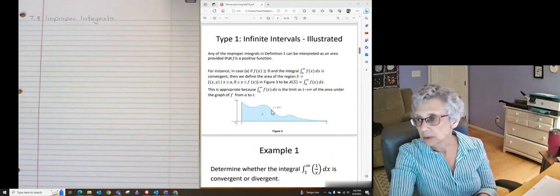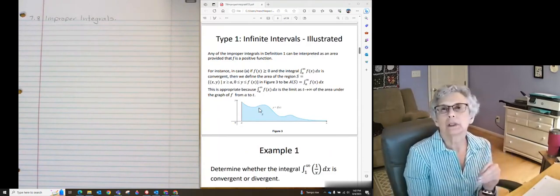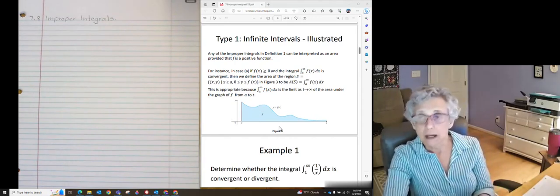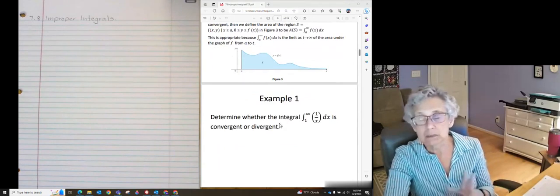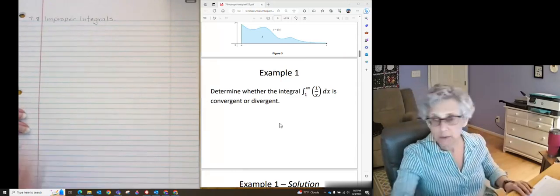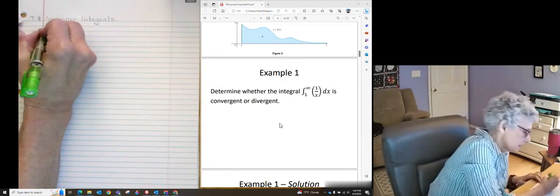And there's the pretty picture. If it decreases quickly enough, then you can get an answer for the area underneath the curve, is basically how you can think of it. So let's look at an example. Step number 1, write it as a limit.